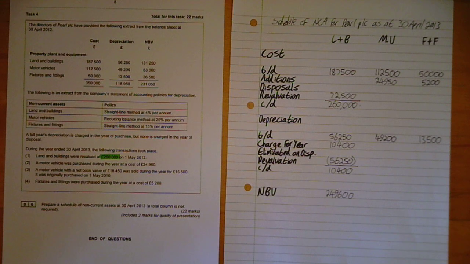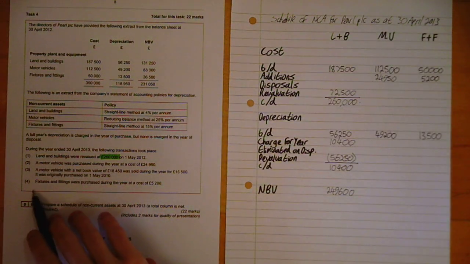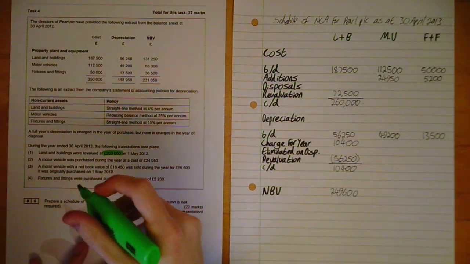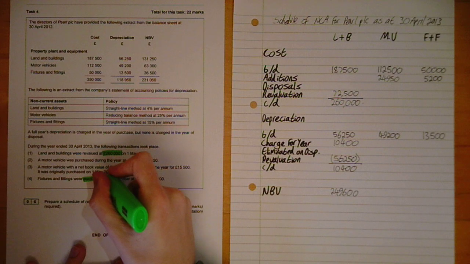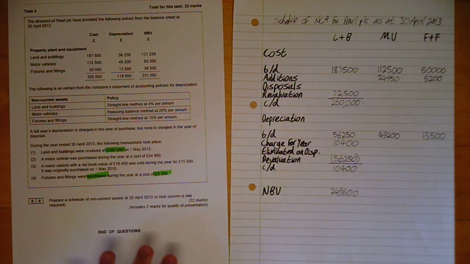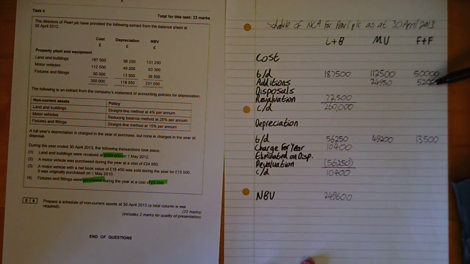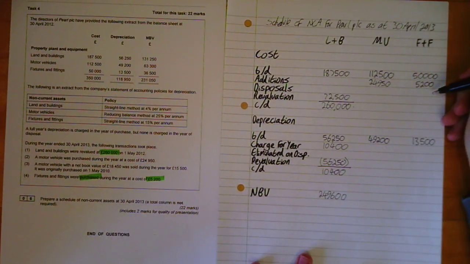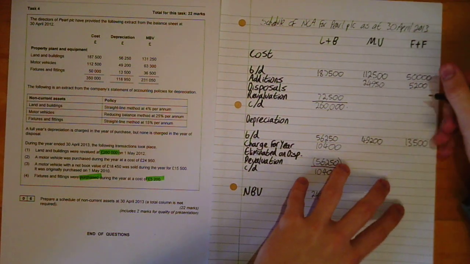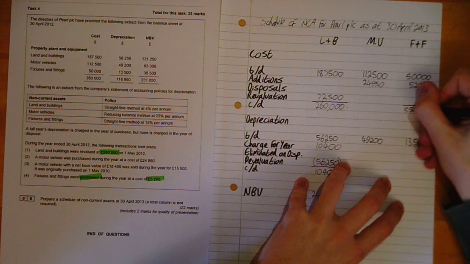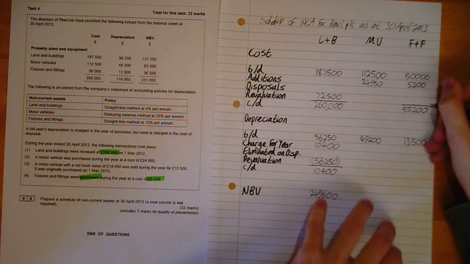So, fixtures and fittings, what do we have? The only thing for fixtures and fittings in the additional information is part 4. Fixtures were purchased, so in addition, during the year at a cost of 5,200, which I've just put in. It's as simple as that. I don't have to work anything out. We've had no disposals, no revaluation, so we can just go straight into calculating our carry down, which is going to be 5,200.